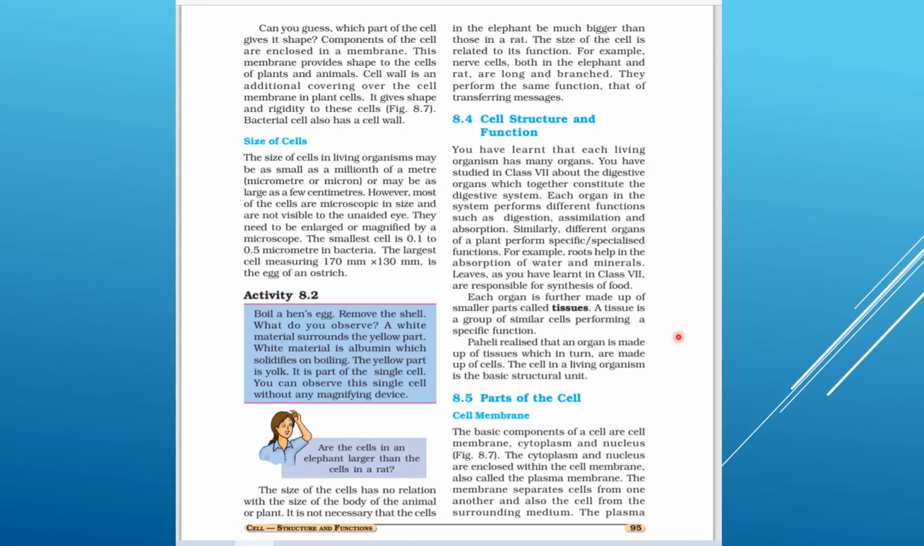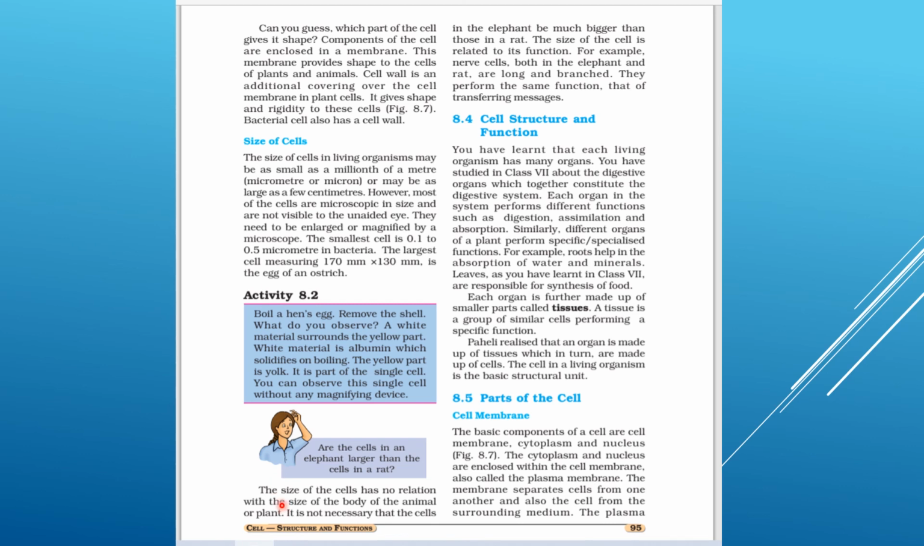Now see, a question is here. Can you guess which part of the cell gives it its shape? The components of the cell are enclosed in a membrane. Where are they enclosed? In a membrane. And what does the membrane do? It provides shape to the cell, in both plant and animal. And there is an additional covering also. It is called a cell wall. It gives shape and rigidity to the cells. Bacterial cells also have a cell wall. All these things we will study in cell structure and function.